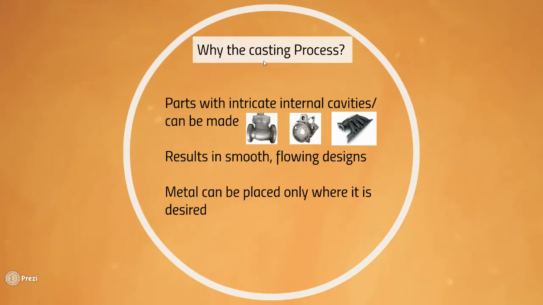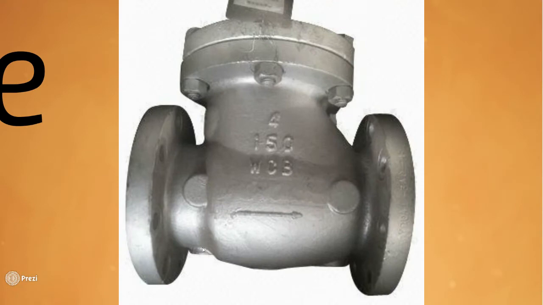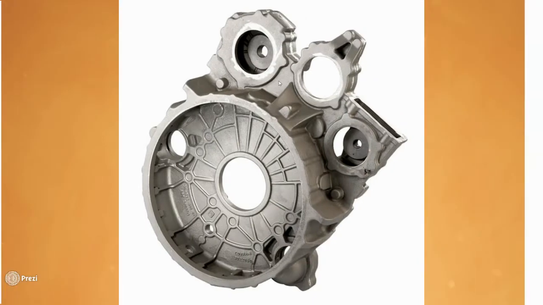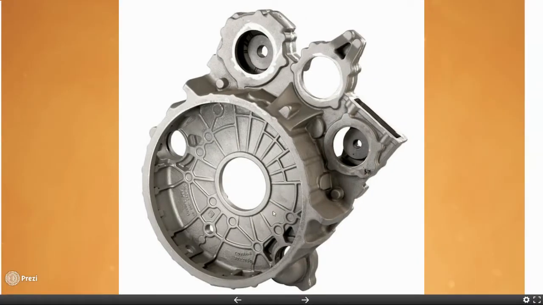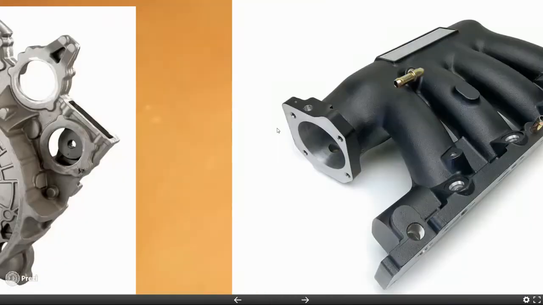So let's start with the question, why would you use the casting process to make a particular product? First of all, it's very good for parts with intricate or internal cavities. Here are some examples, like a valve. You can't see it because this is just a housing of the valve, but inside the valve you have different internal cavities that would be good for the casting process. You have here different types of housings that have weird internal properties. That's good for casting as well.